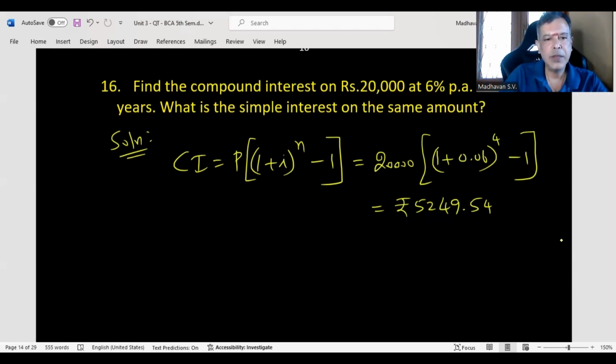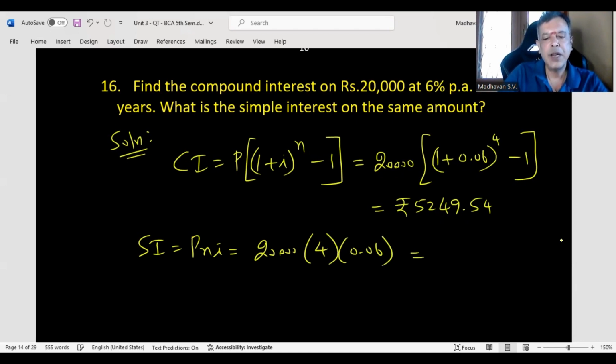Now, simple interest will be P into N into I. P is 20,000 times N is 4 years and I is 0.06. If we multiply all this and calculate, we will get the simple interest as rupees 4,800. That will be the solution for this question. Let us move on to the next.